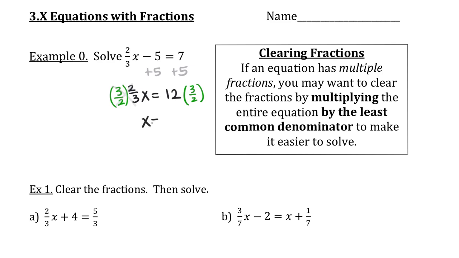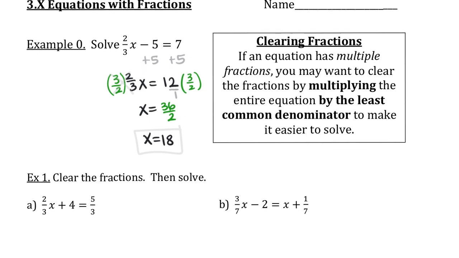So x equals, and then to help us, sometimes we put a 1 at the bottom here. 12 times 3 is 36. 1 times 2 is 2. So we get x equals 18, okay, which is not bad.